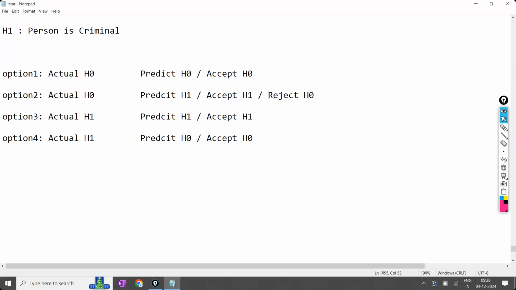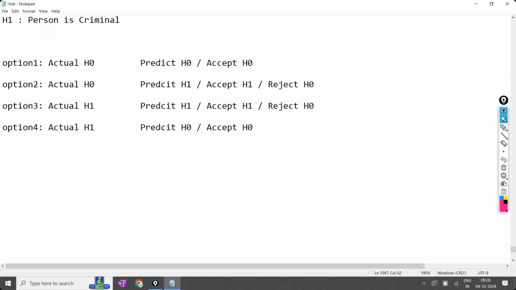Everything we have to say is based on the H0. So here, accept H1 is also called reject H0. Everything you have to say is based on the H0. So accept H0, reject H0, reject H0, accept H0. Everything you have to say is based on the H0, not based on the H1.